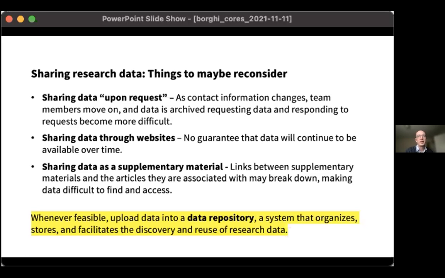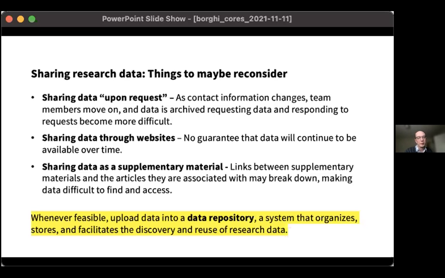Something that I've actually seen a lot less of in the last maybe 5 or so years, now that data repositories are more common. Something that I would advise against, or ask you to maybe gently reconsider, is to share data through your academic website or through a website, because there's no guarantee that that data will continue to be available over time.